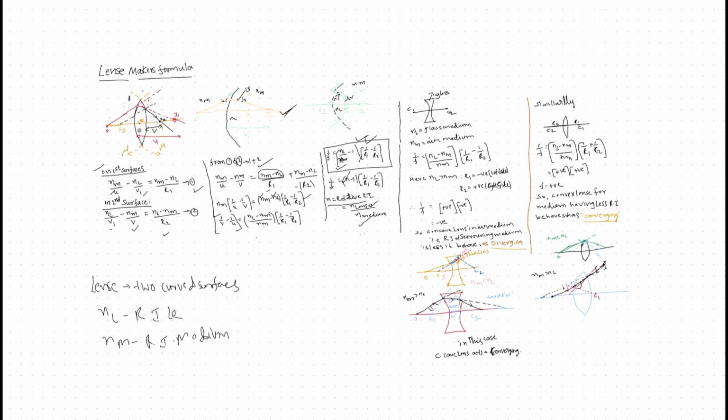Here N is the relative refractive index of the lens with respect to the medium. So now 1 by F equals (N1 minus 1) into (1 by R1 minus 1 by R2). This is the final formula. What is this formula useful for? The lens formula is already there, so why do we have to study the lens maker's formula?